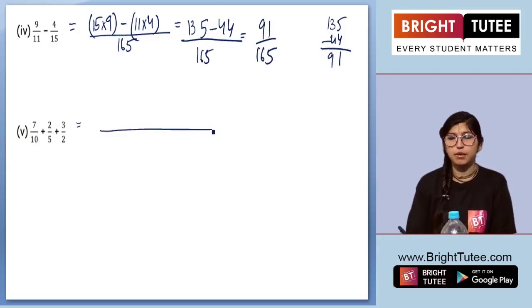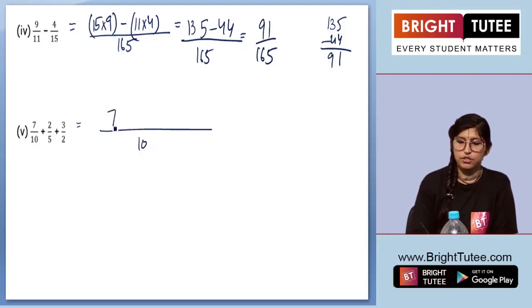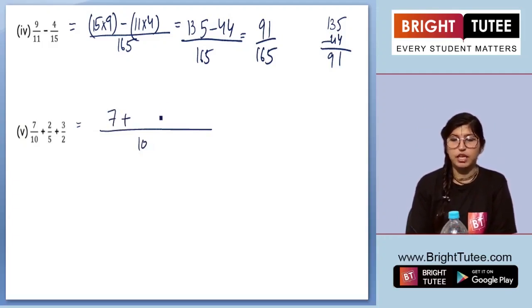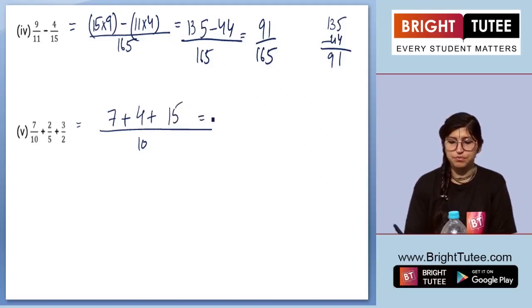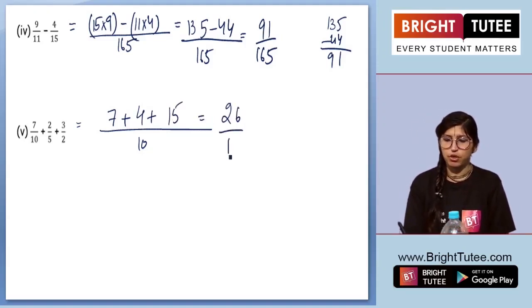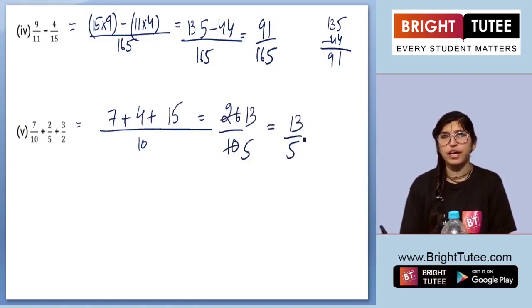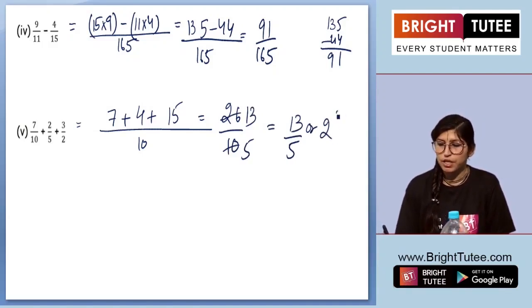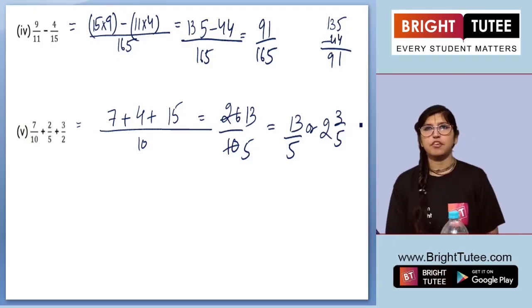We'll be taking the LCM, which will be 10. So we'll be getting 7 plus 10 divided by 5 is 2, times 2 is 4. 10 divided by 2 is 5, times 3 is 15. So 7 plus 4 is 11. 11 plus 15 is 26 upon 10. So you can cancel that out, and we're getting 13 upon 5. Either you can write down 13 upon 5, or by converting it to a mixed fraction, we'll be getting 2, 3 by 5.